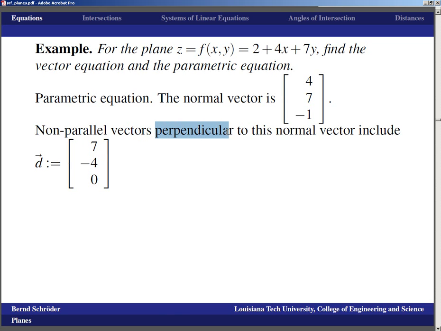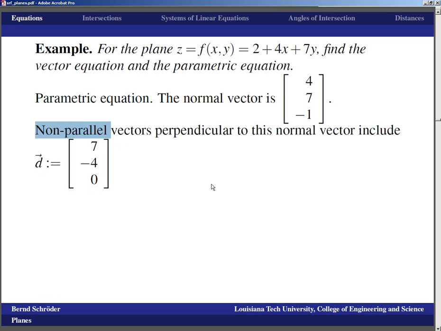So one vector that is perpendicular to this normal vector is 7, negative 4, 0. You can verify that very quickly with the dot product. And then I have to make sure that those 2 vectors are not parallel, right? Because if I use the same direction twice, I think my highlighting just does not want to work. Okay, here we go. Non-parallel. That's the other thing we have to be very careful with.